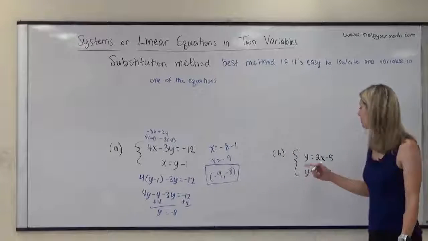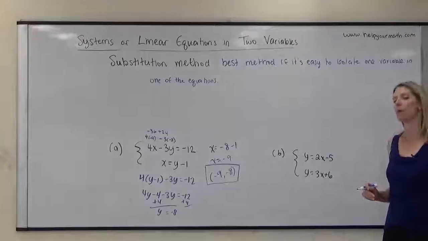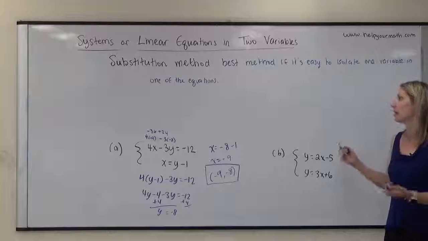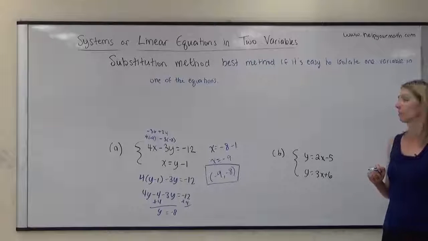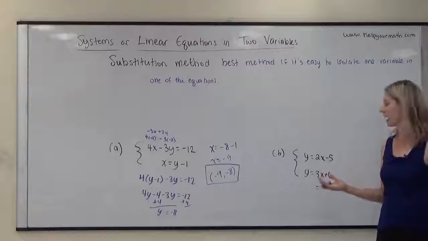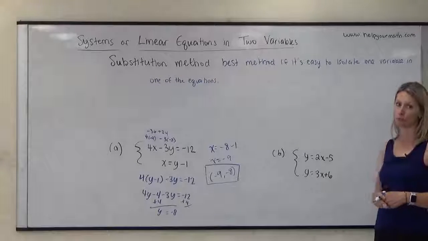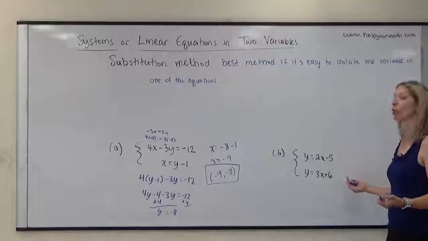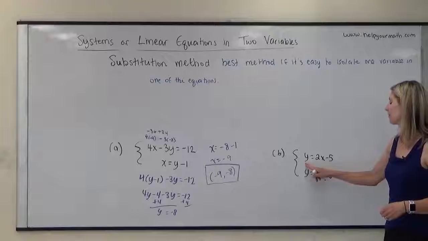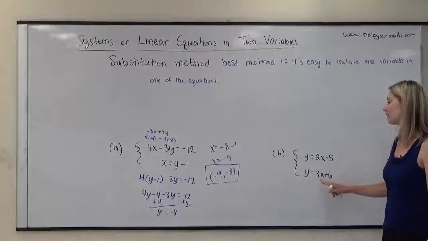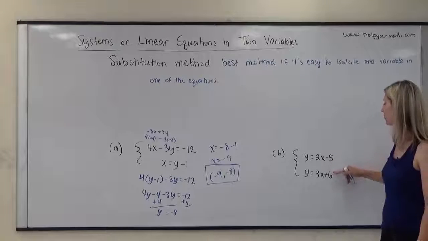In our second example, we have y equals 2x minus 5 and y equals 3x plus 6. For this one, the substitution method is an ideal candidate because both equations are solved for one variable. They're both solved for y. So this is actually called the transitive property. If we know y equals this and we know y equals this, then we know that this equals this.